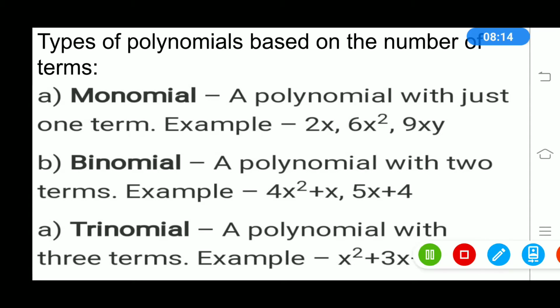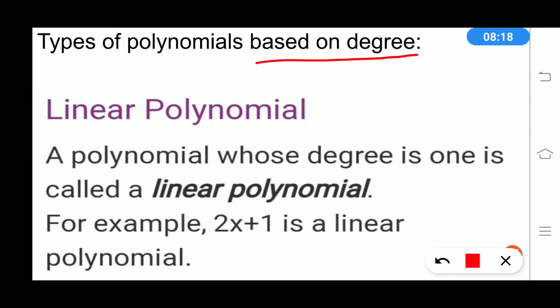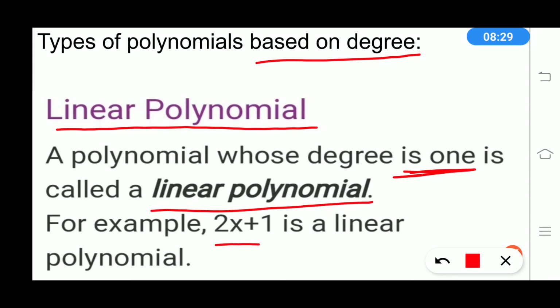Clear? Next, types of polynomials based on degree. First one is linear polynomial. A polynomial whose degree is 1 is called a linear polynomial. For example, 2x plus 1, because 2x to the power 1 plus 1, so the degree is 1. So a polynomial whose degree is 1 is called a linear polynomial.